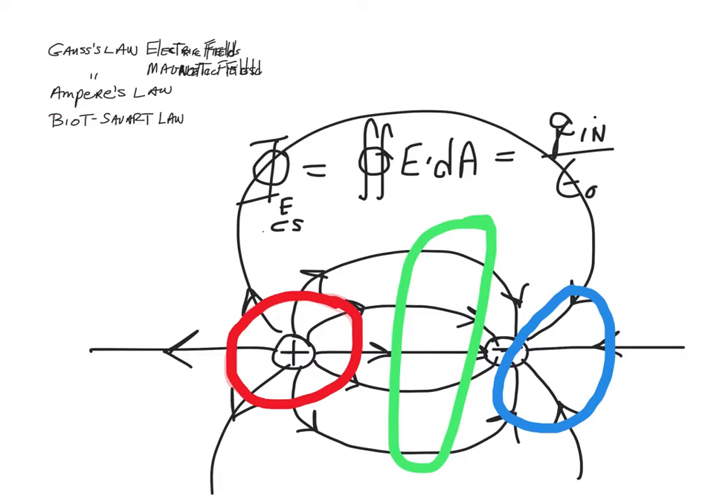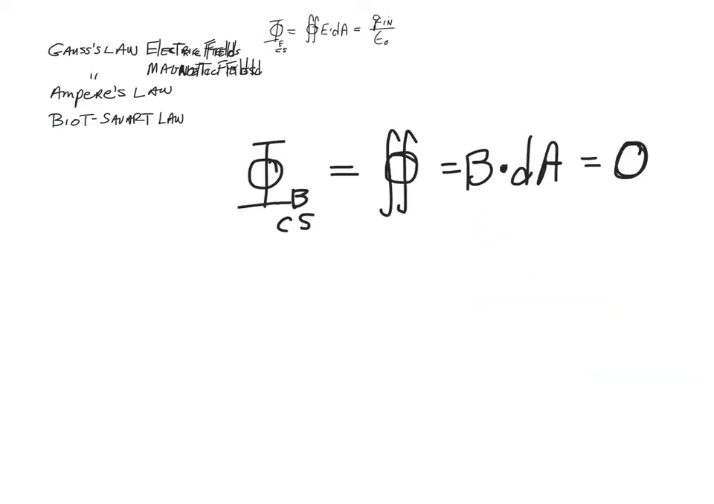Now let's go to the magnetic field. Here it is. I changed it a little from what's on your screen, but I wrote down that the magnetic flux through a closed surface, that would be this, and I wrote it as a double integral.